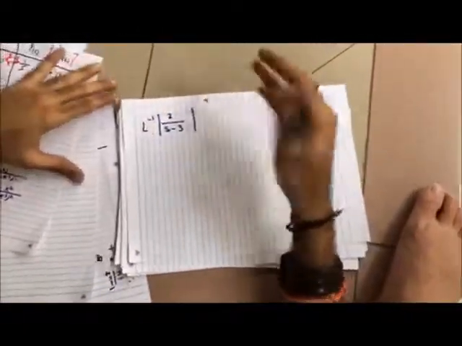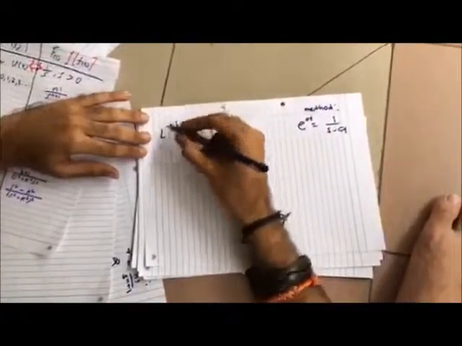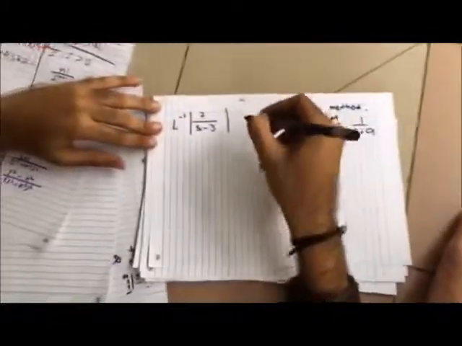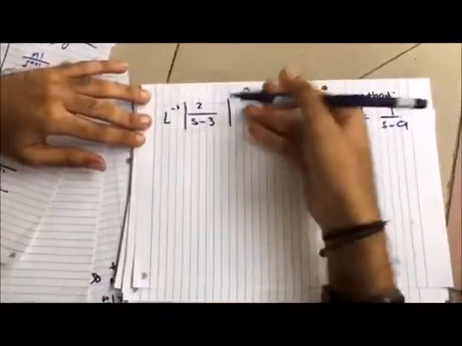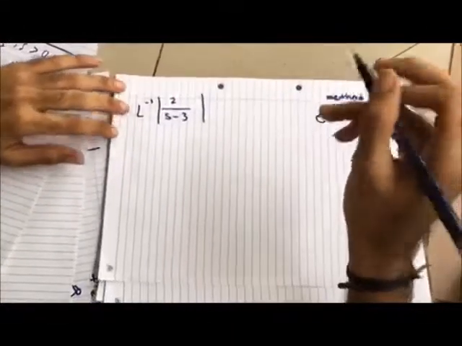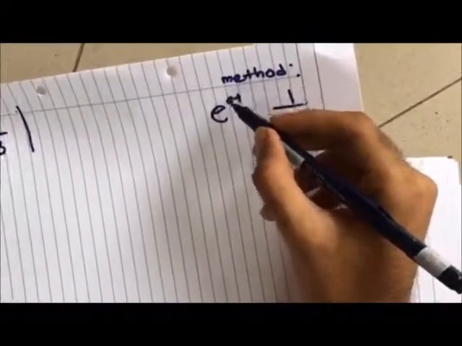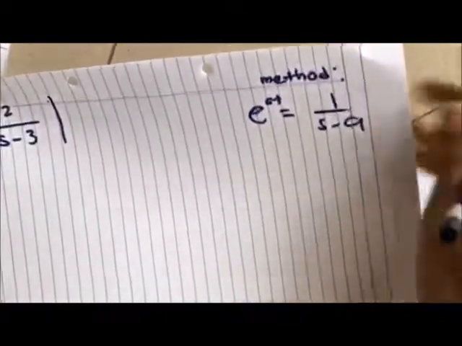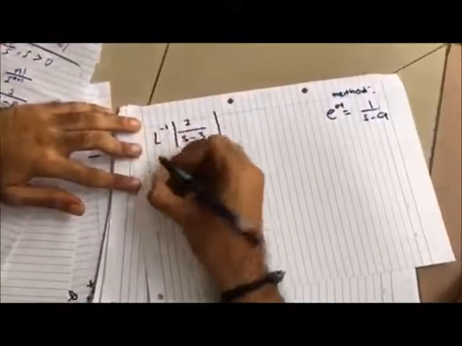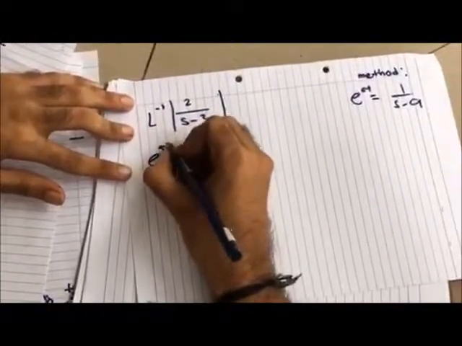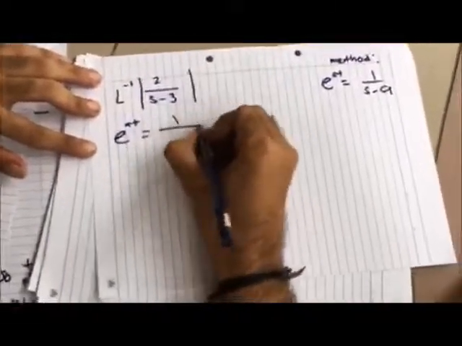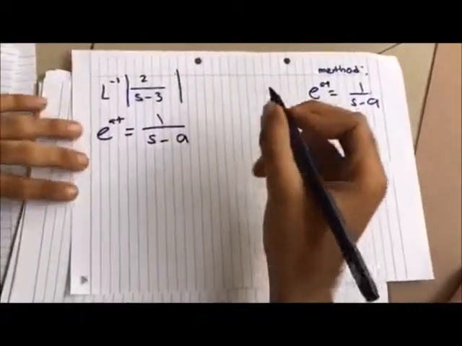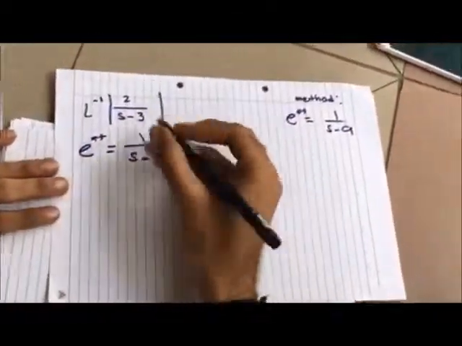Okay, first this is the example: inverse Laplace of 2 over s minus 3. This is our first example. The method we're going to use, as I said earlier, is e to the power of at equals 1 over s minus a. The first thing you should do when you see an equation is to write down the method. So we'll write down the method now. Okay, now we can move to the question.